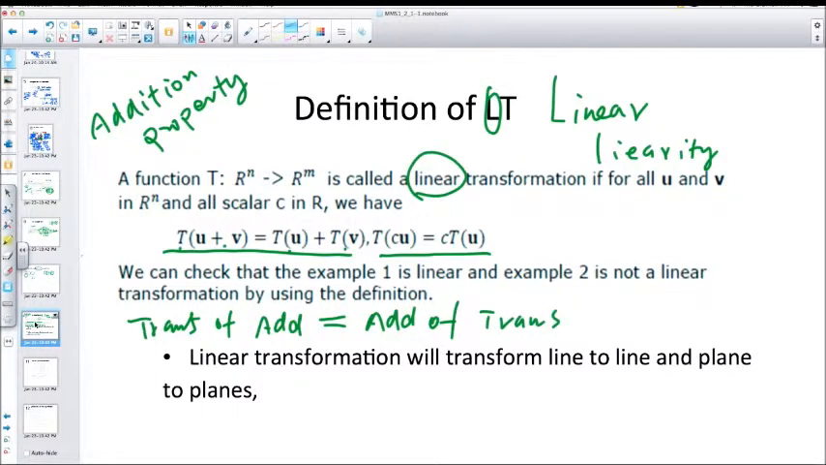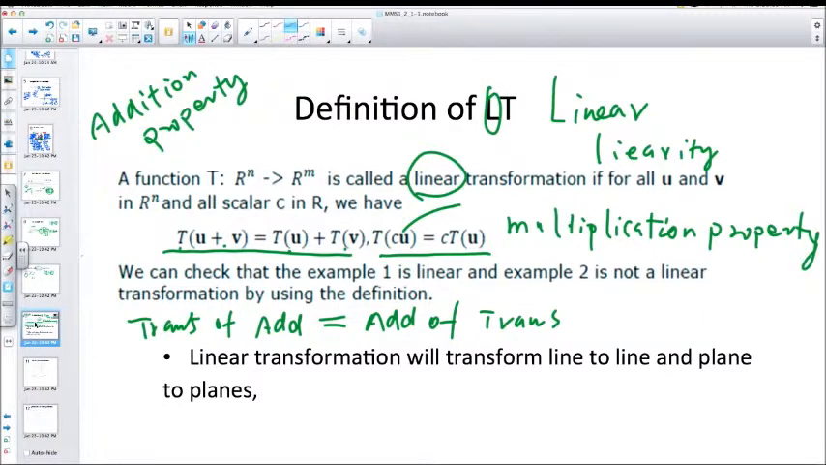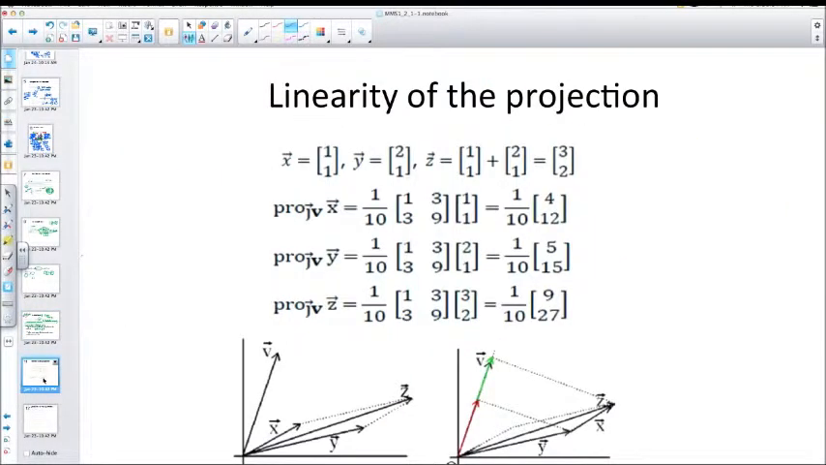And the second one, we just say if you multiply by a constant, you can pull out the multiplication, the c. This we call the multiplication property. Any transformation, if it satisfies these two properties, they're very nice. You can always write this transformation as a matrix of constant numbers times x. We're going to learn more later on, but let's look at the example.